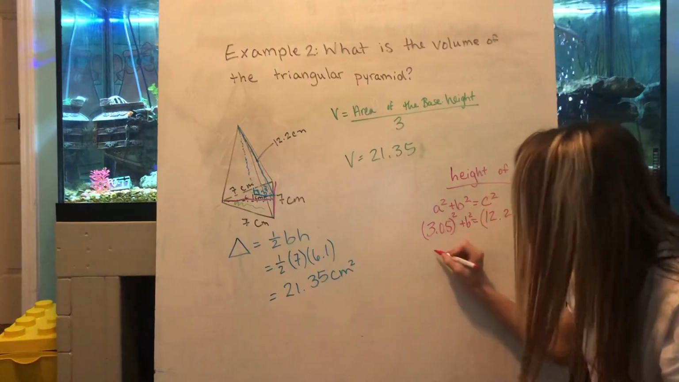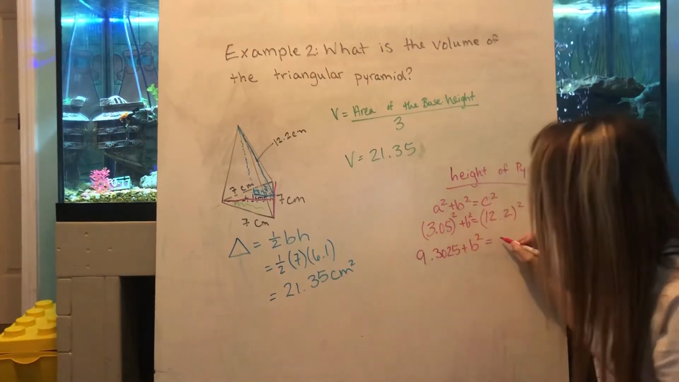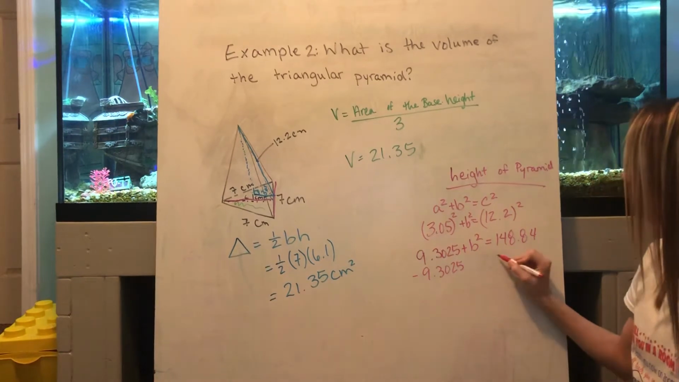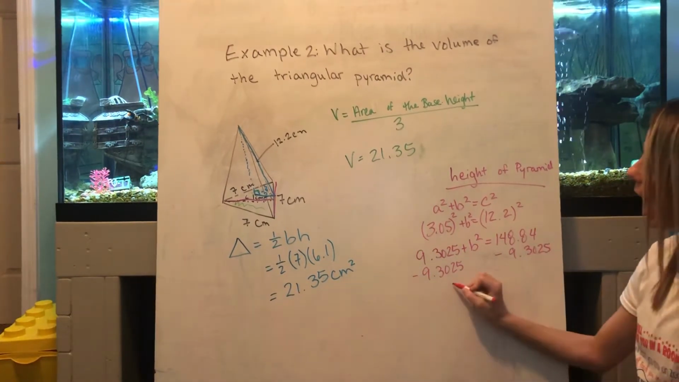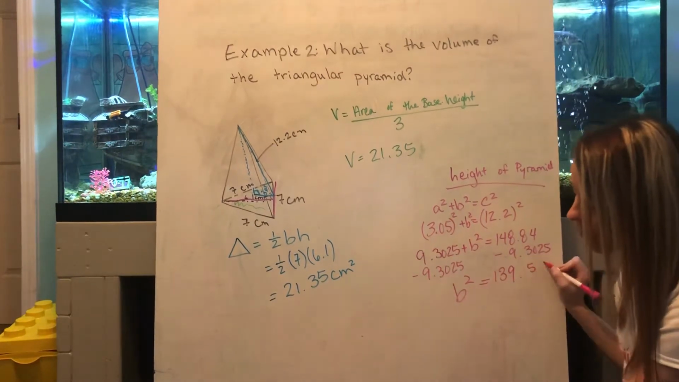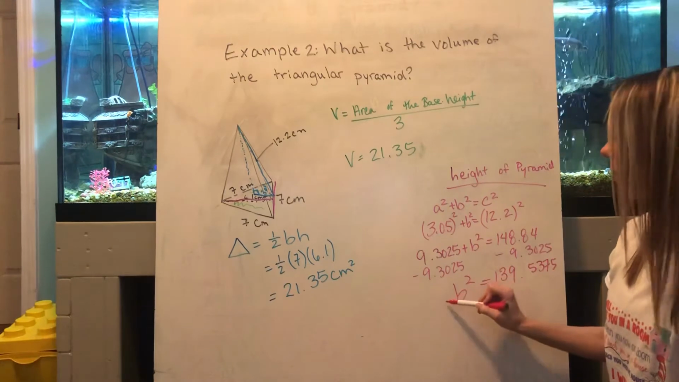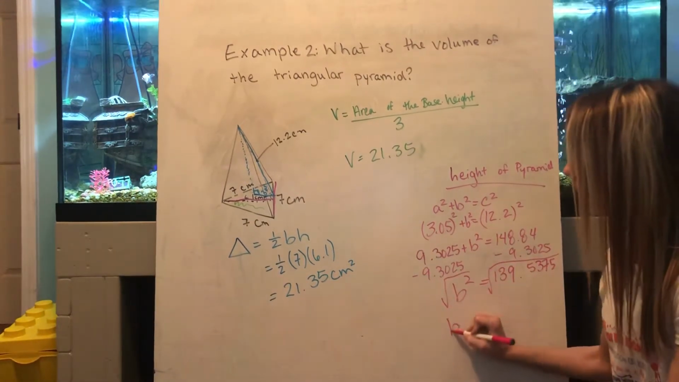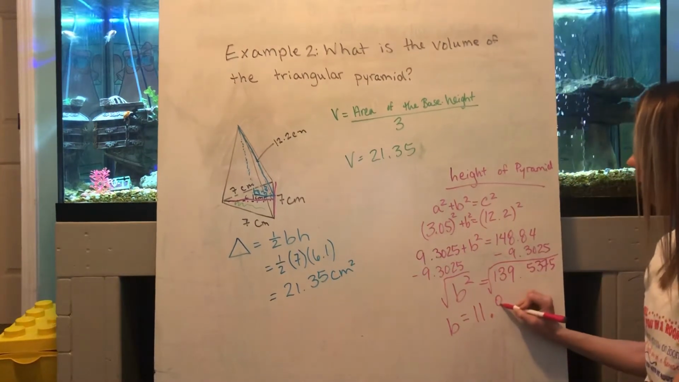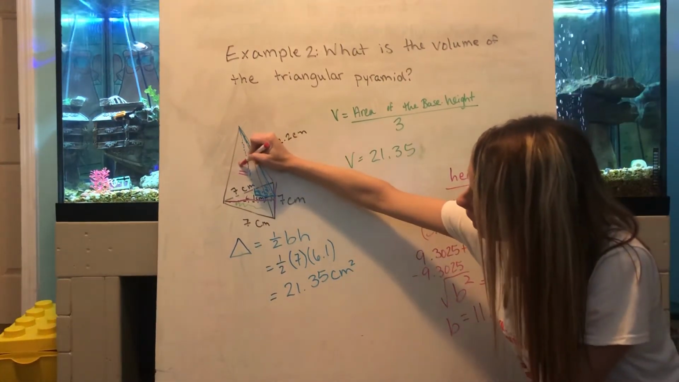Handy dandy calculator here. I've got 9.3025 plus b squared equals 148.84. Subtract the 9.3025 from both sides. b squared equals 139.5375. Get rid of the squared by square rooting both sides. And so my b is 11.8 centimeters. B is 11.8 centimeters. So the height of my pyramid is 11.8 centimeters.